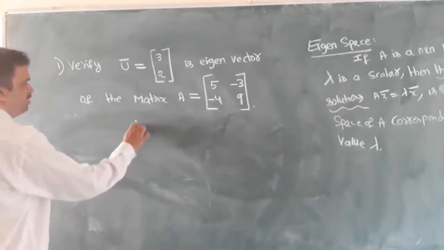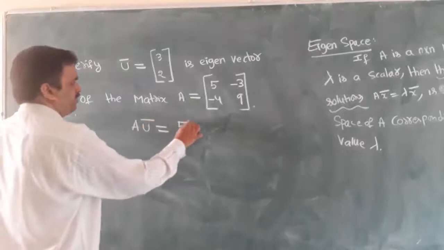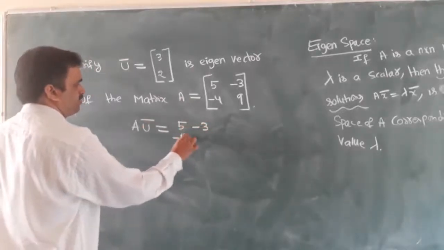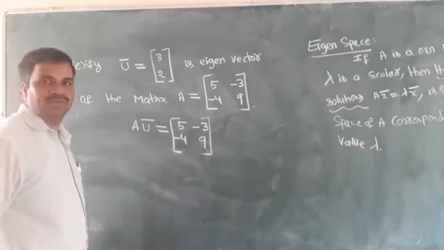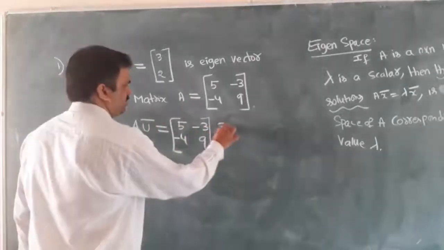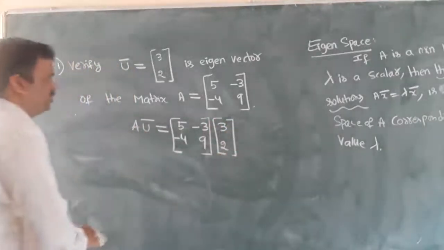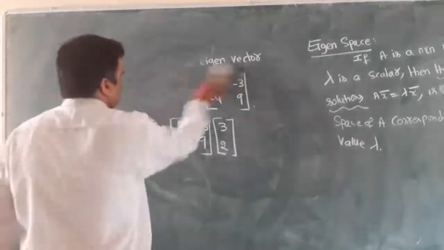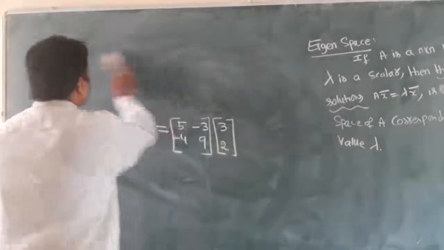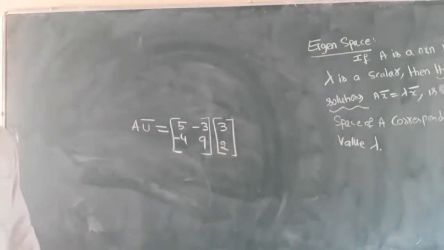Consider A equal to the matrix [5, -3; -4, 9], and u bar equal to [3; 2]. Let's compute A u bar.